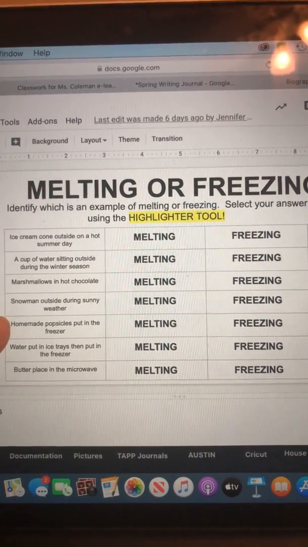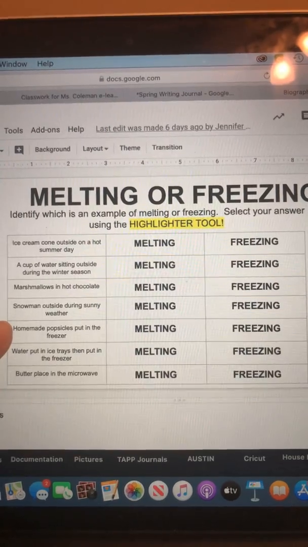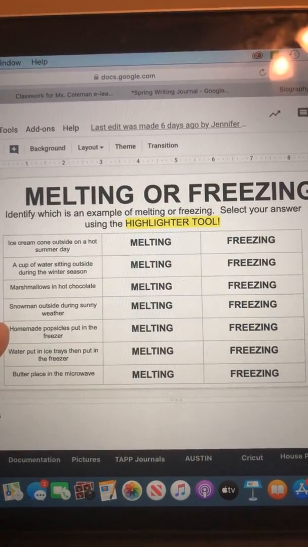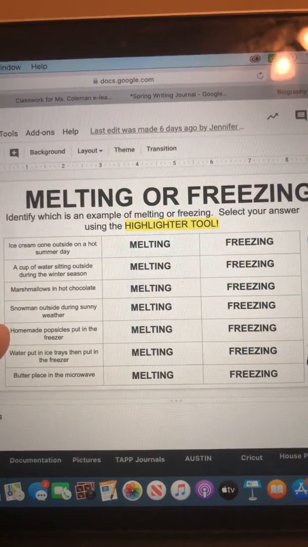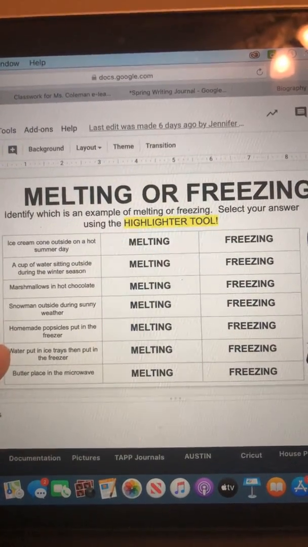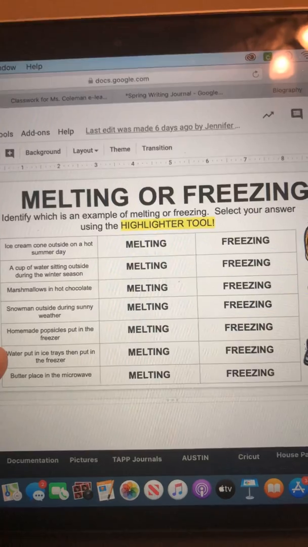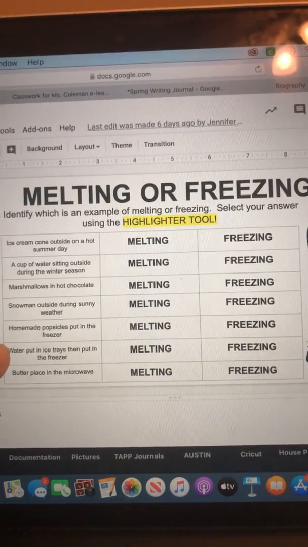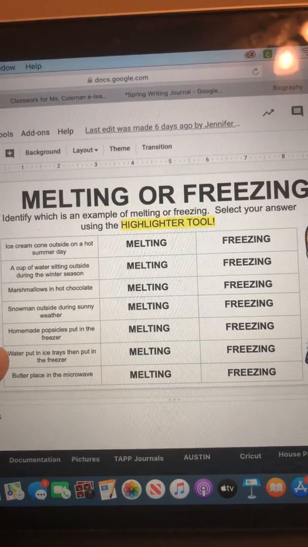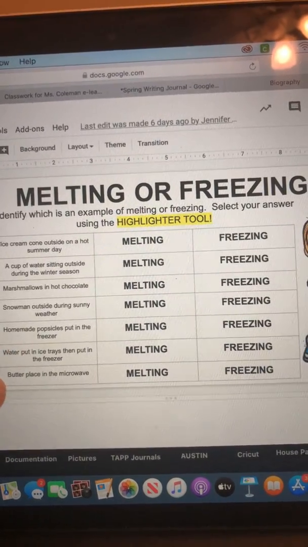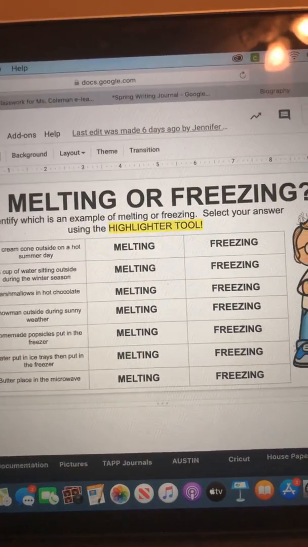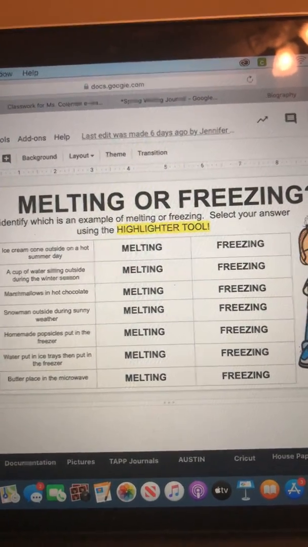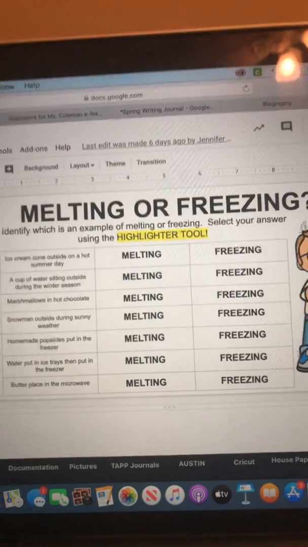The next one, homemade popsicles put in the freezer. Is that melting or freezing? Water put in ice trays, then put in the freezer. Is that melting or freezing? And then the last one is butter placed in the microwave. Would that be melting or freezing?